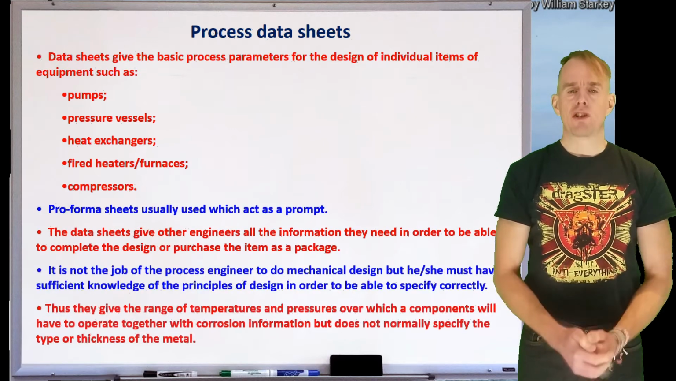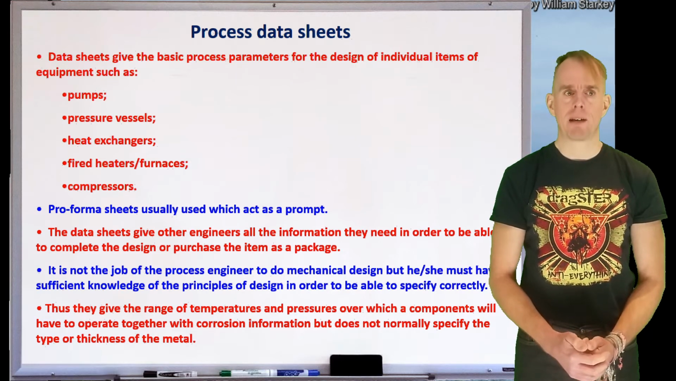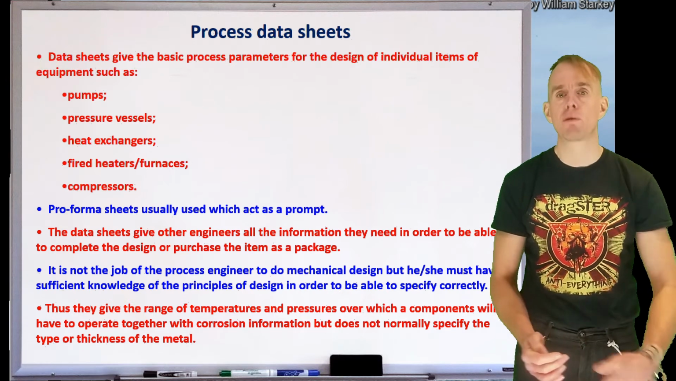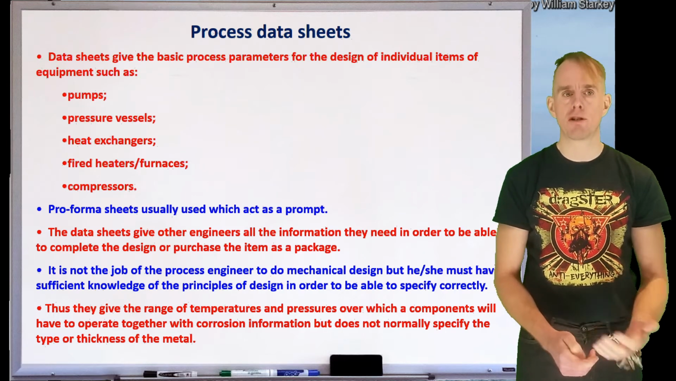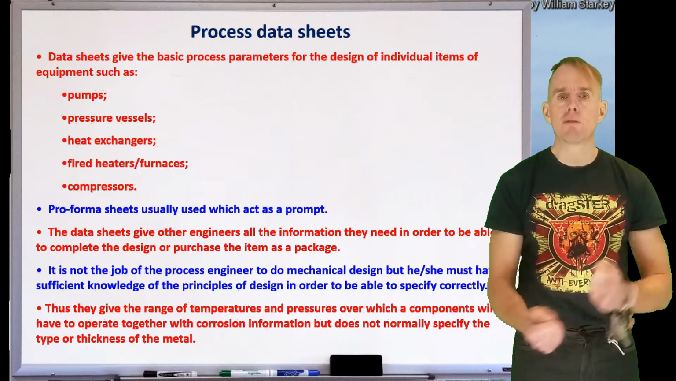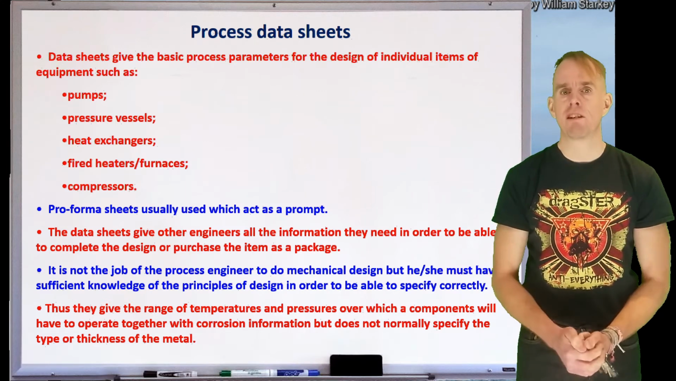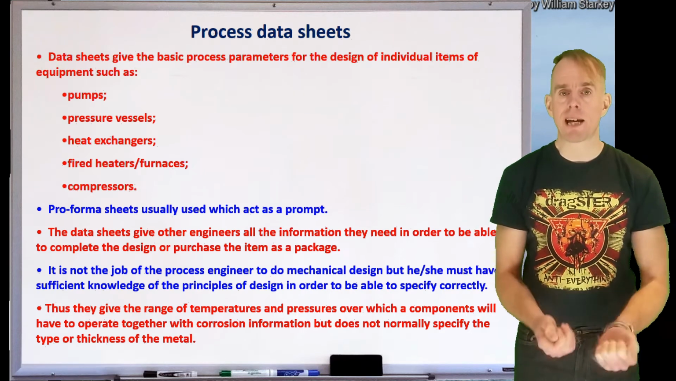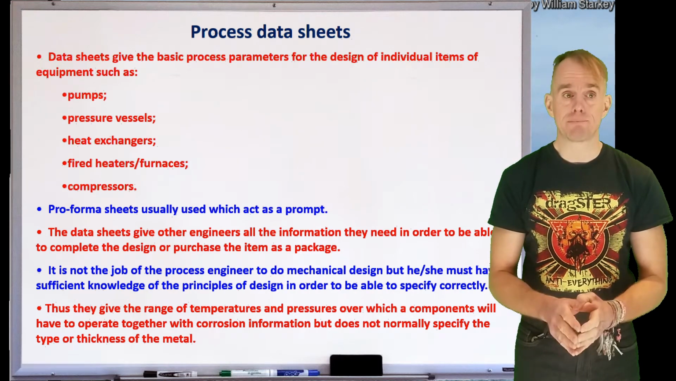Now, when you look at a datasheet, you'll find that there are lists of information. And these proformas are there as a prompt to remind you of the sort of data that's required for the other engineering disciplines to sit down and do their job. If you like, you can consider datasheets to be the main means of communication between the chemical engineer and the other engineering disciplines. So, for example, with a pressure vessel datasheet, you can sit down with a mechanical engineer and discuss with them what it is that you want them to design.